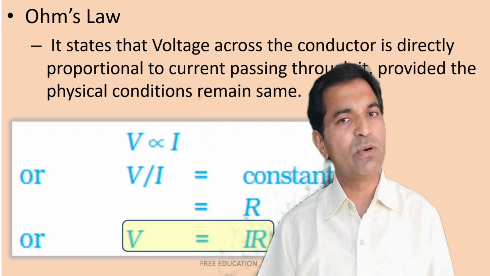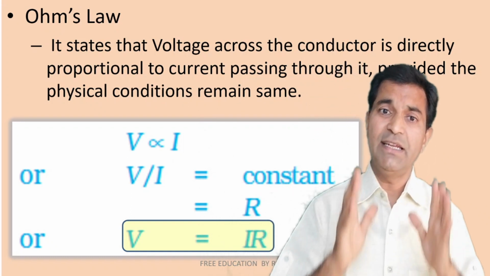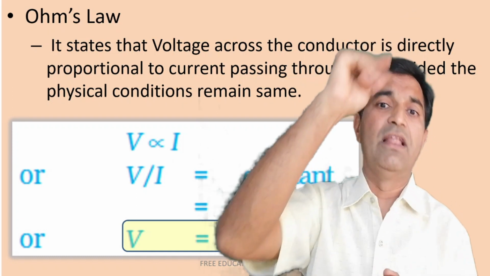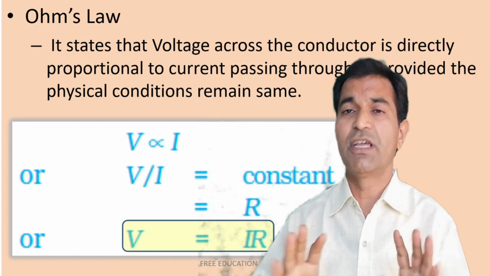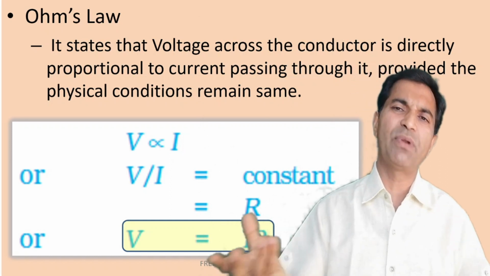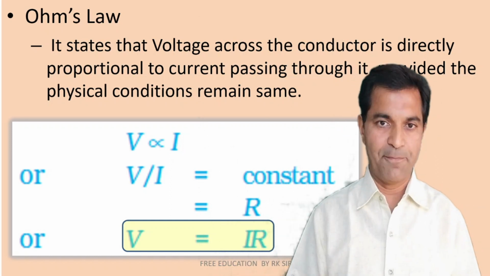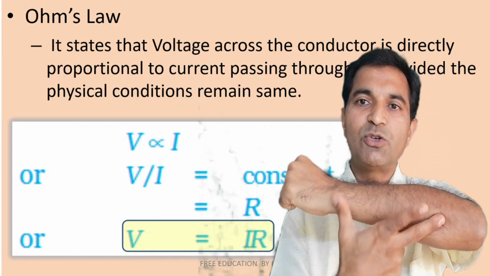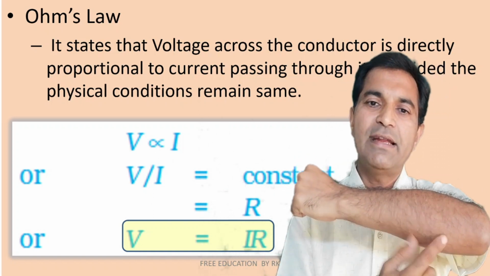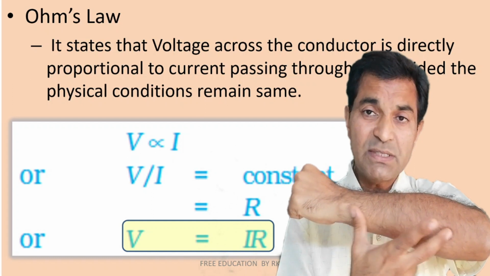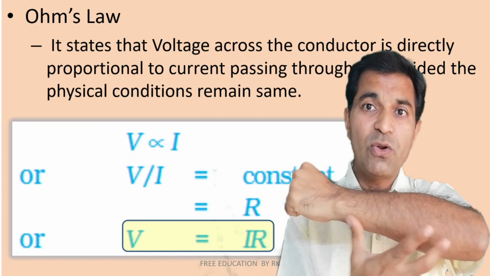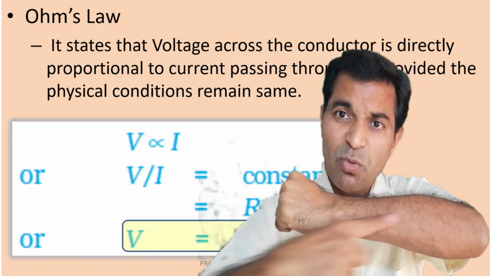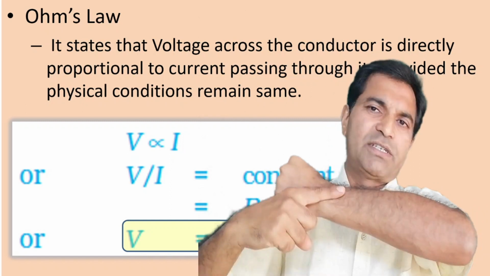Now let us talk about the Ohm's law. What is it? It states that the voltage across the conductor is directly proportional to the current passing through it, provided the physical conditions, say for example temperature, remains the same. Now what does it mean? For example, this is the conductor and these are the 2 points across the conductor, right? So voltage across the conductor, voltage drop across these 2 points, point number 1 and point number 2, is directly proportional to the current passing through it.